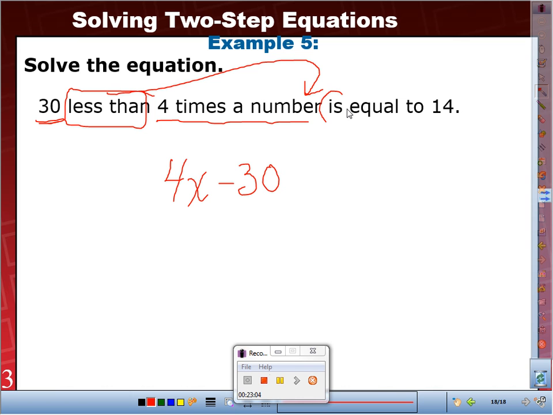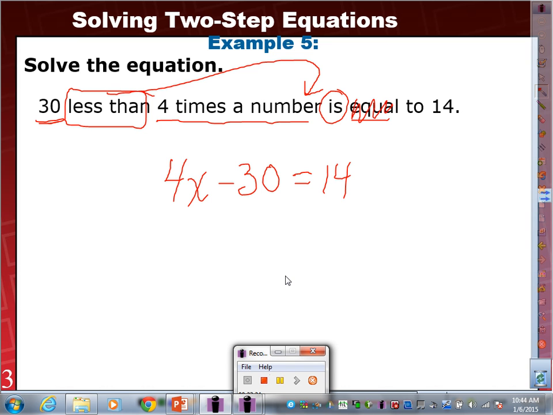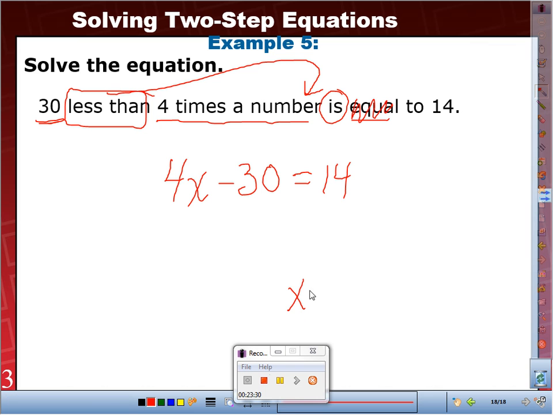What does the word is stand for? Equal. Sometimes it's going to say is, or sometimes like here it says equal. But if it doesn't say equal, just remember that the word is stands for equal. And 14. Do you know how to solve that? Solve it, please. Go. Let's see. Answer. x equals 11. Hands if you got that.